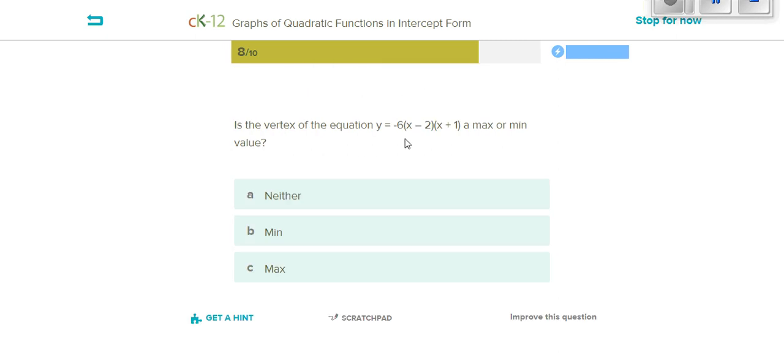The vertex of the equation, such and such, is a minimum or a maximum. How can I tell if it's min or max, people? Because it has a negative, that means it's going to be concave down, which means it's going to be a max. Right.